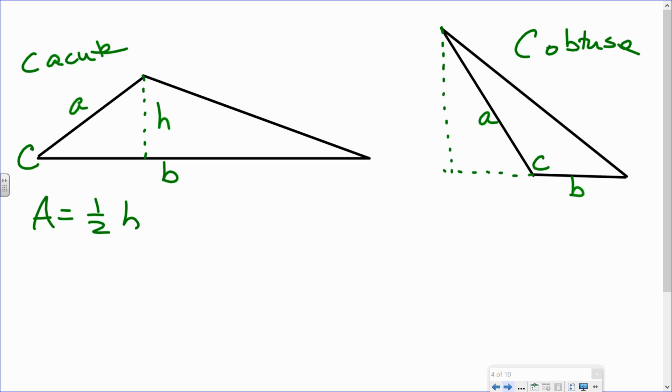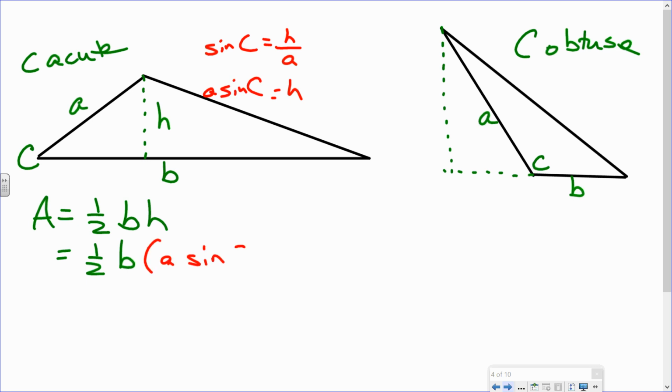Area is 1/2 base times height. And so little b is the base. And we better figure out the height using our trig. We said that the sine of C was h over a, so h was a times the sine of C. So if I plug that in, I can then have the area is 1/2. I like alphabetical order, so I'll switch it to a times b. So multiply the two sides times the sine of the angle in between.